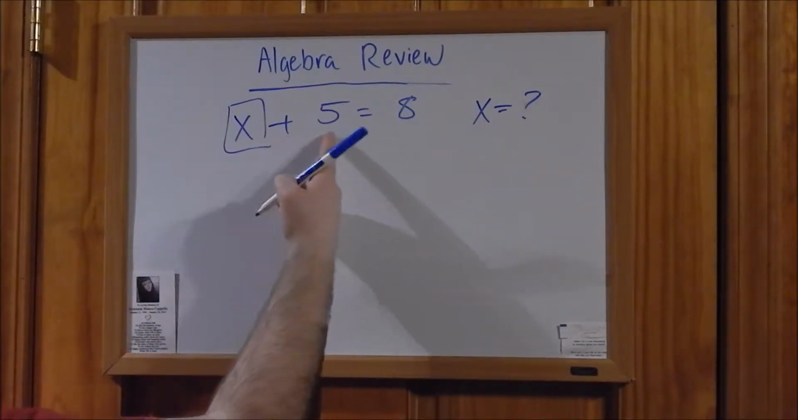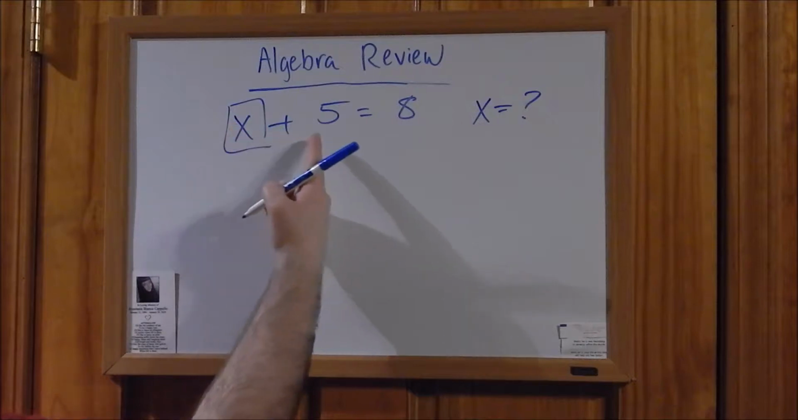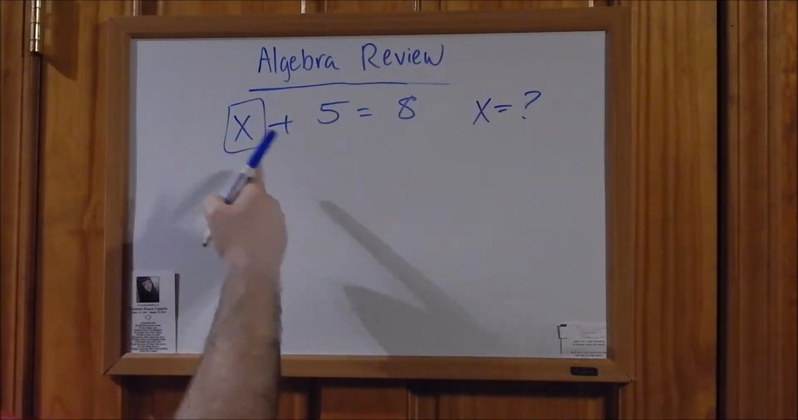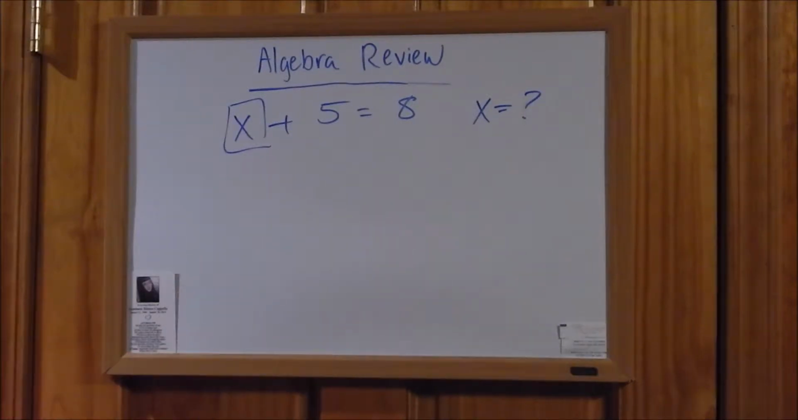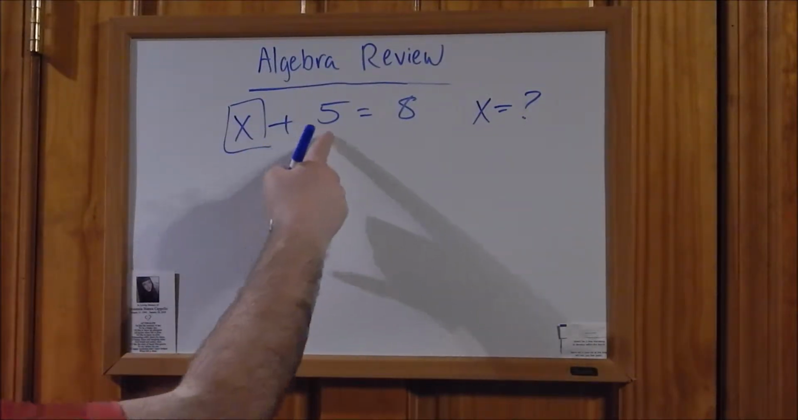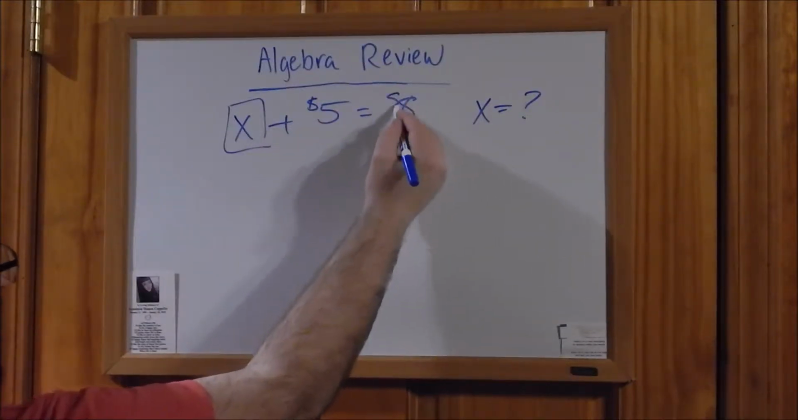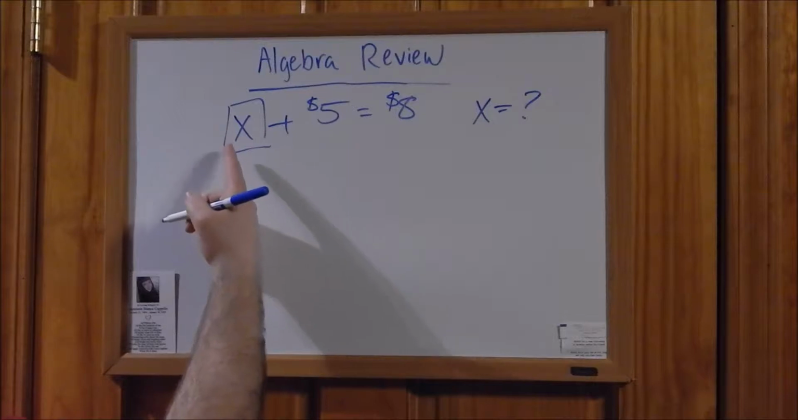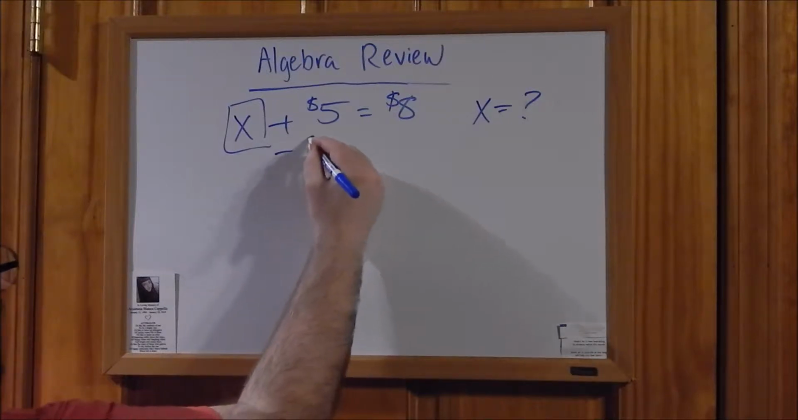How do we get this 5 out of here? How do we get this other value that's on the same side of the equals as this x so that x is by itself? We do the opposite. If I have x plus $5 equals $8, and I need to find out what that extra value is, I take away $5, right? So that's all we're going to do. Minus 5.